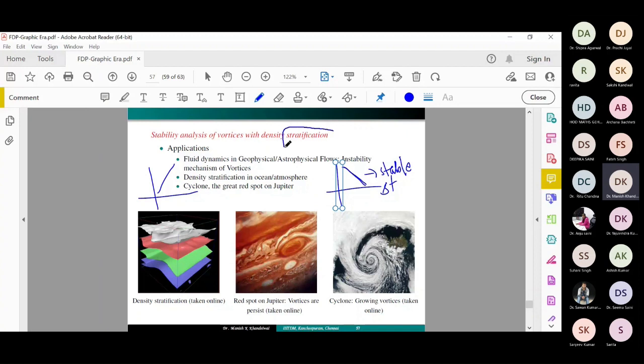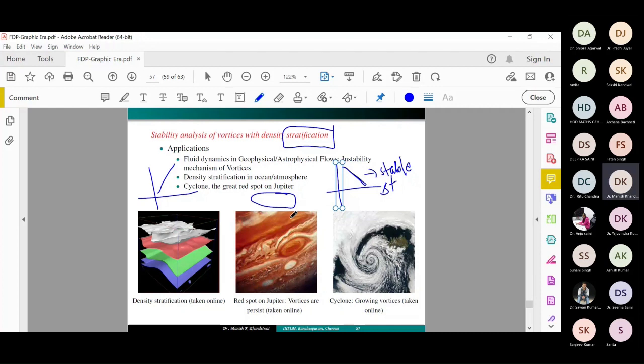The word stratification actually means representation of density in layers. Generally this is decreasing, which is called stable stratification, in the vortices. So that is vortex dynamics, because a vortex is like this type of structure. A vortex is a region where fluid particles rotate about an axis.